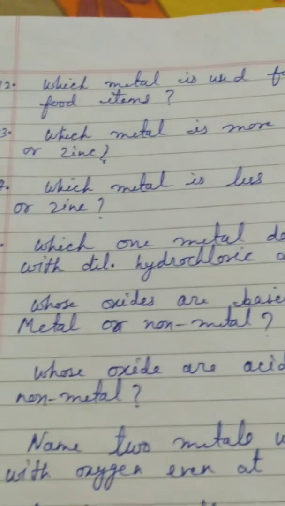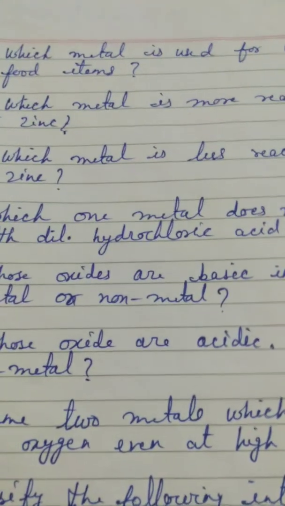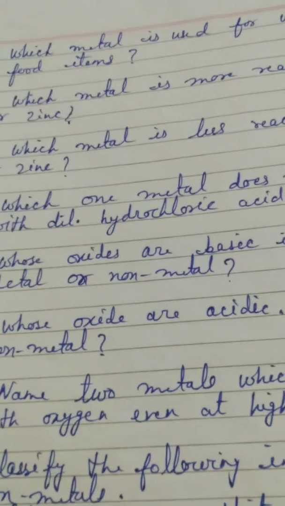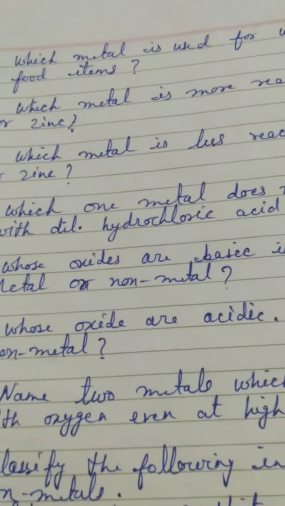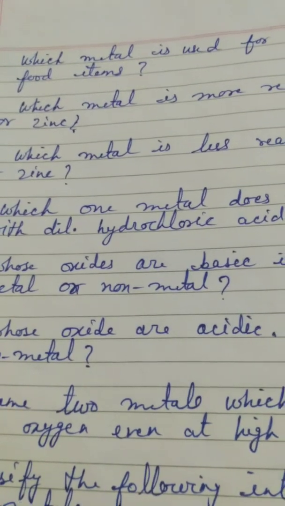Now we will discuss question number 12. The question asks which metal is used for wrapping food items. It is nothing but aluminium. And why is aluminium used in wrapping food items? There are two answers, and both answers will be given here.